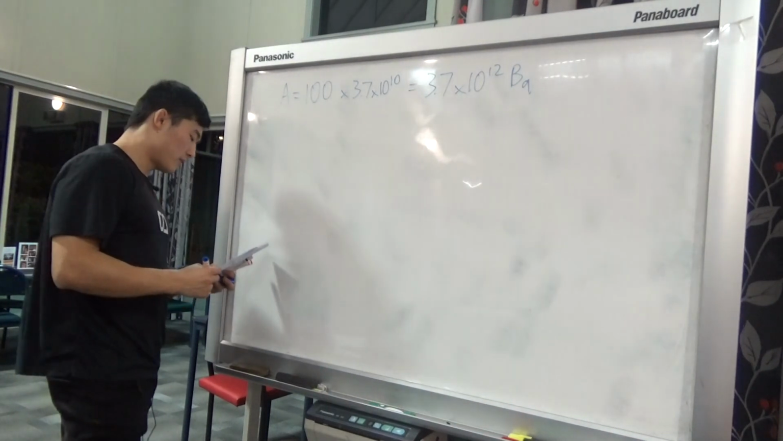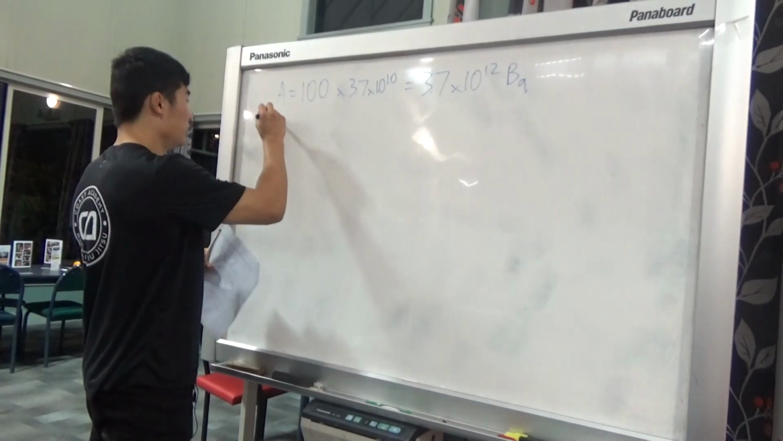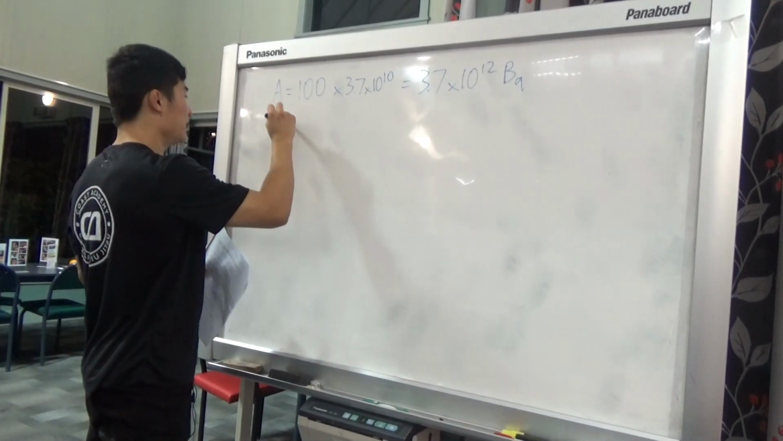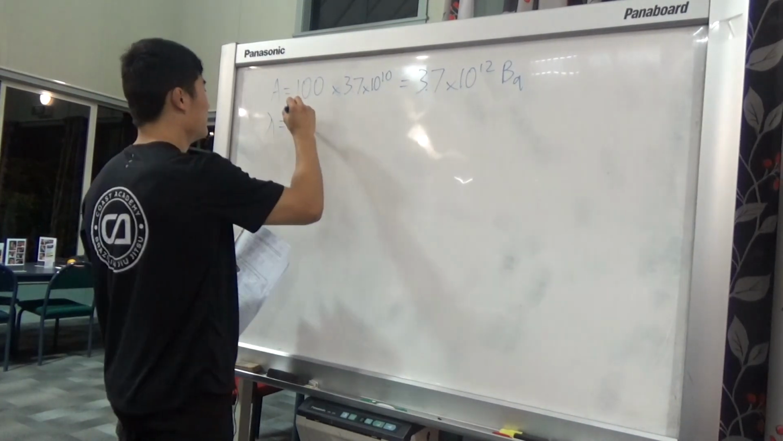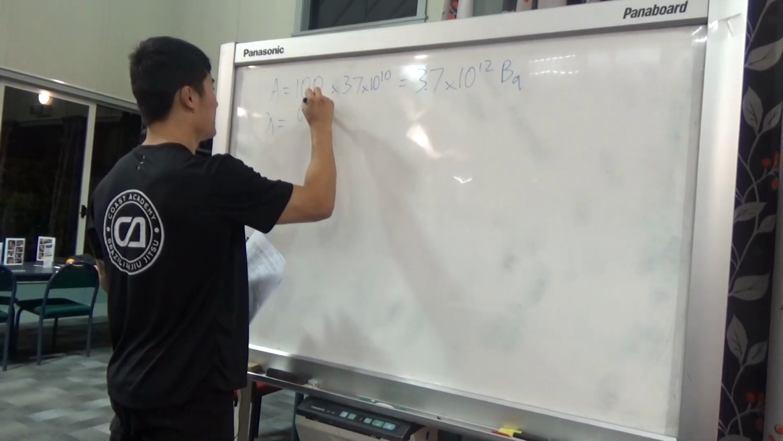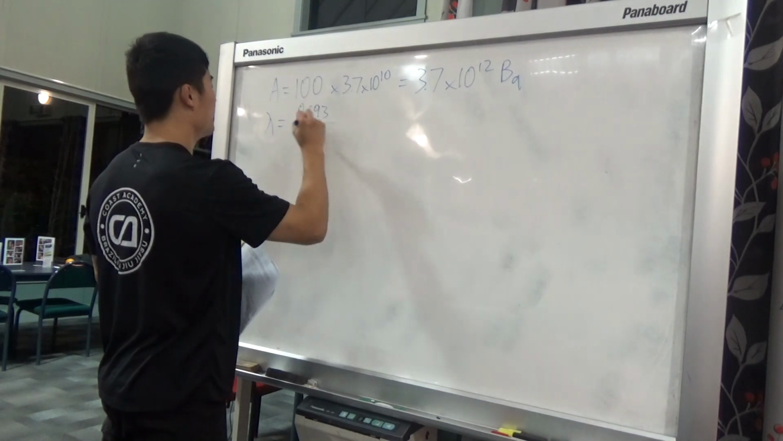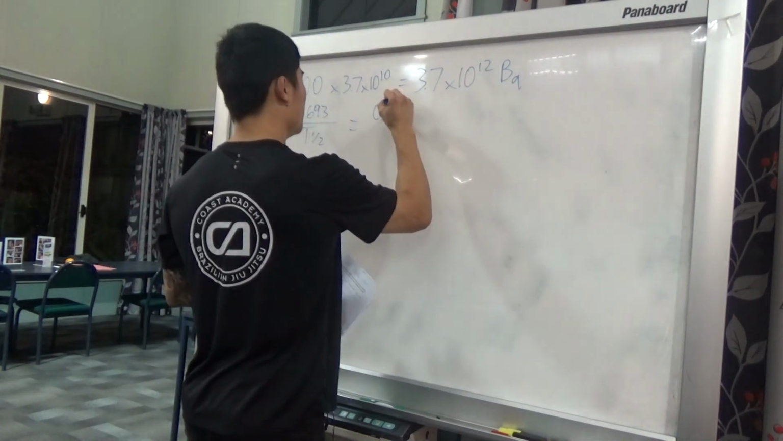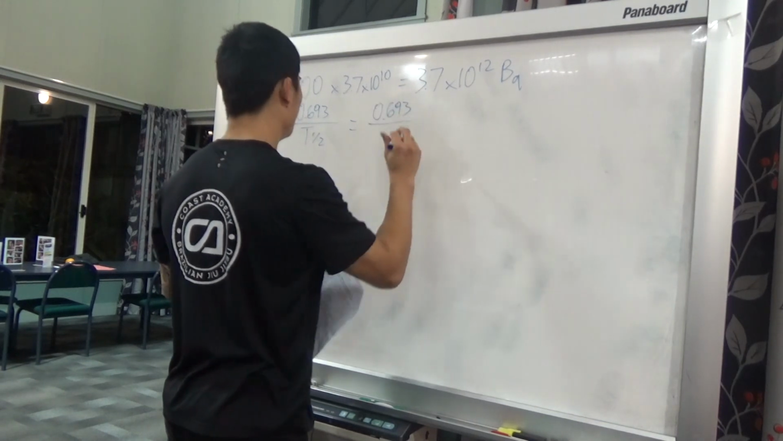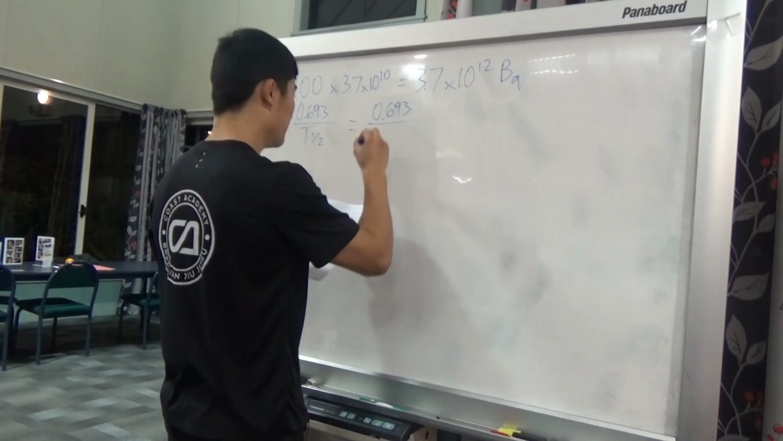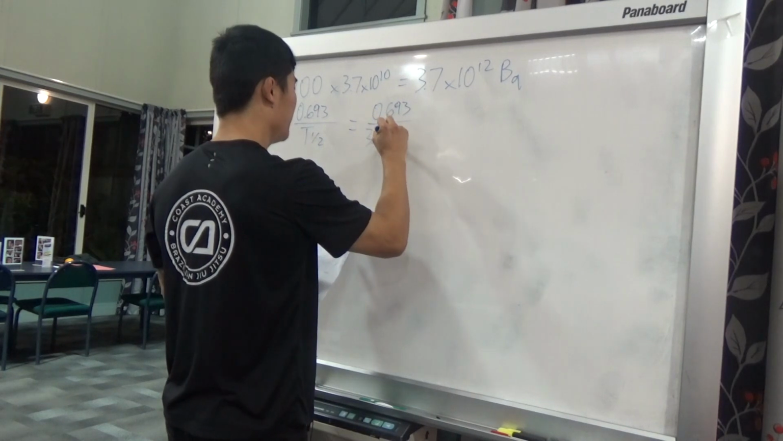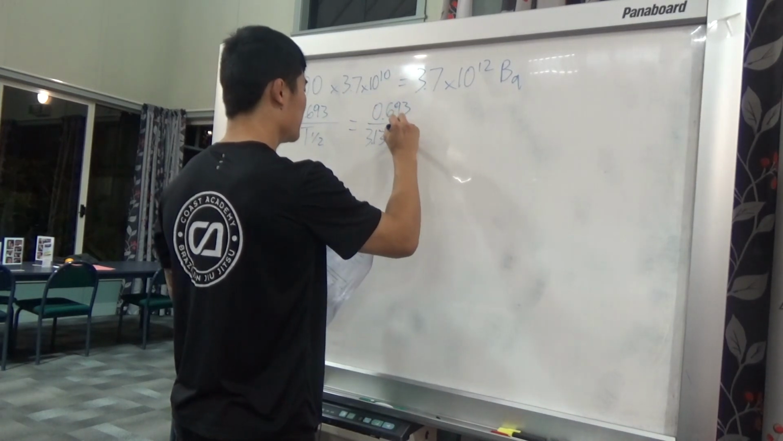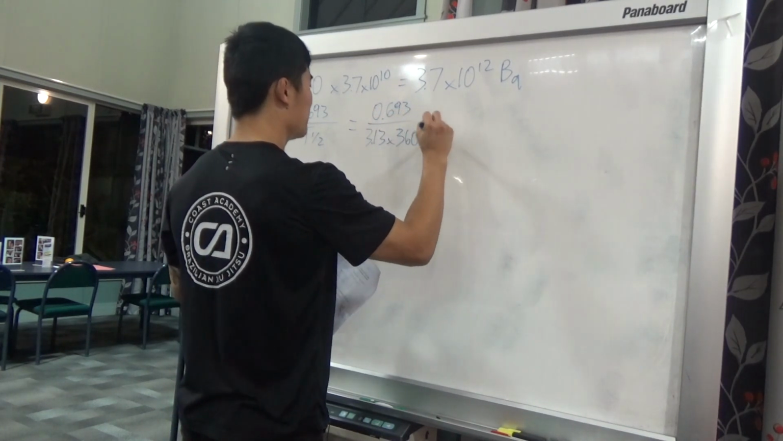And the half-life. So if you have the half-life, you can calculate the decay constant. It's 0.693 divided by the half-life. 0.693 divided by 3.13. So that has to be in seconds, so times 3,600.